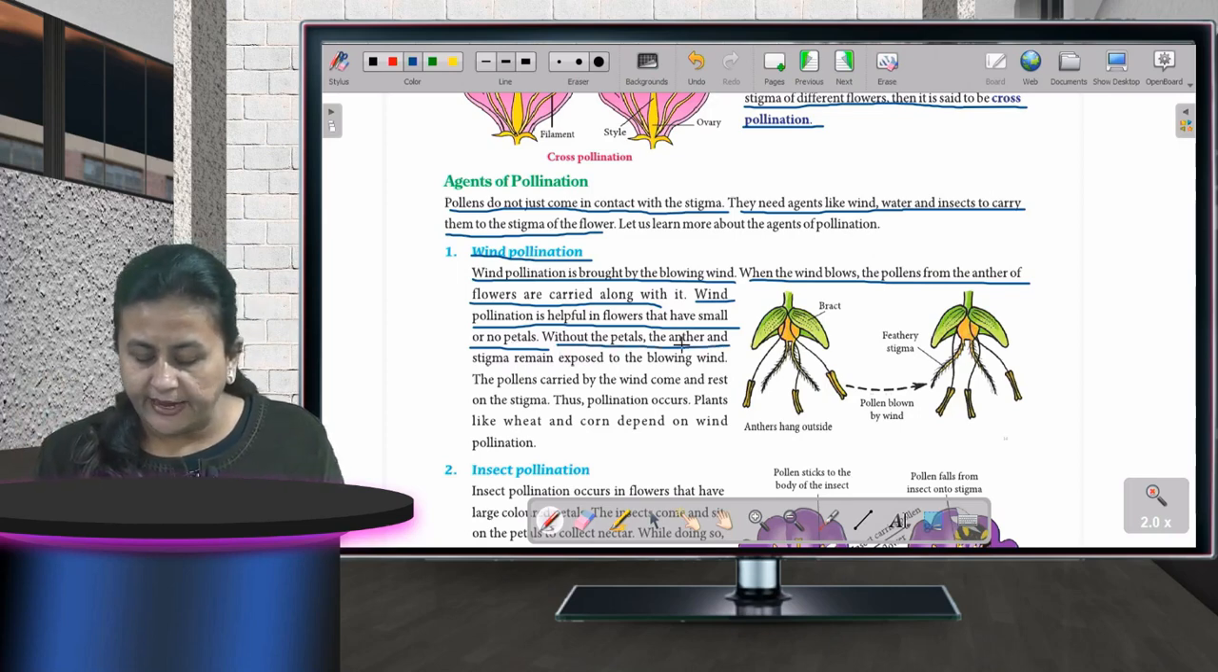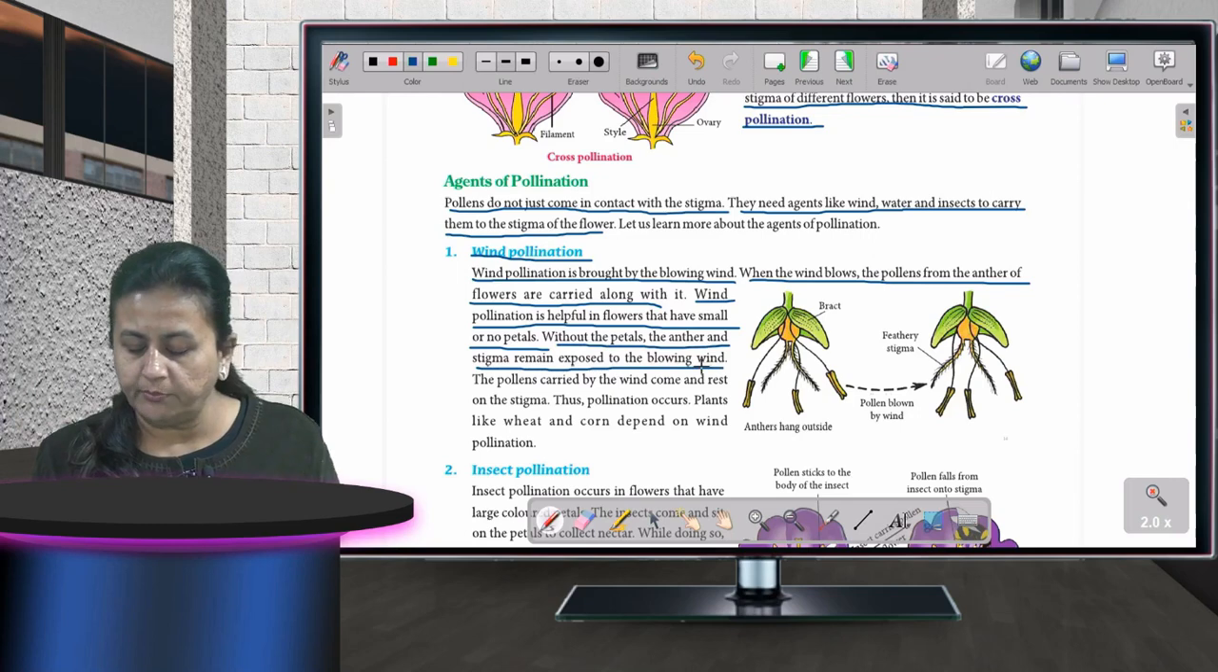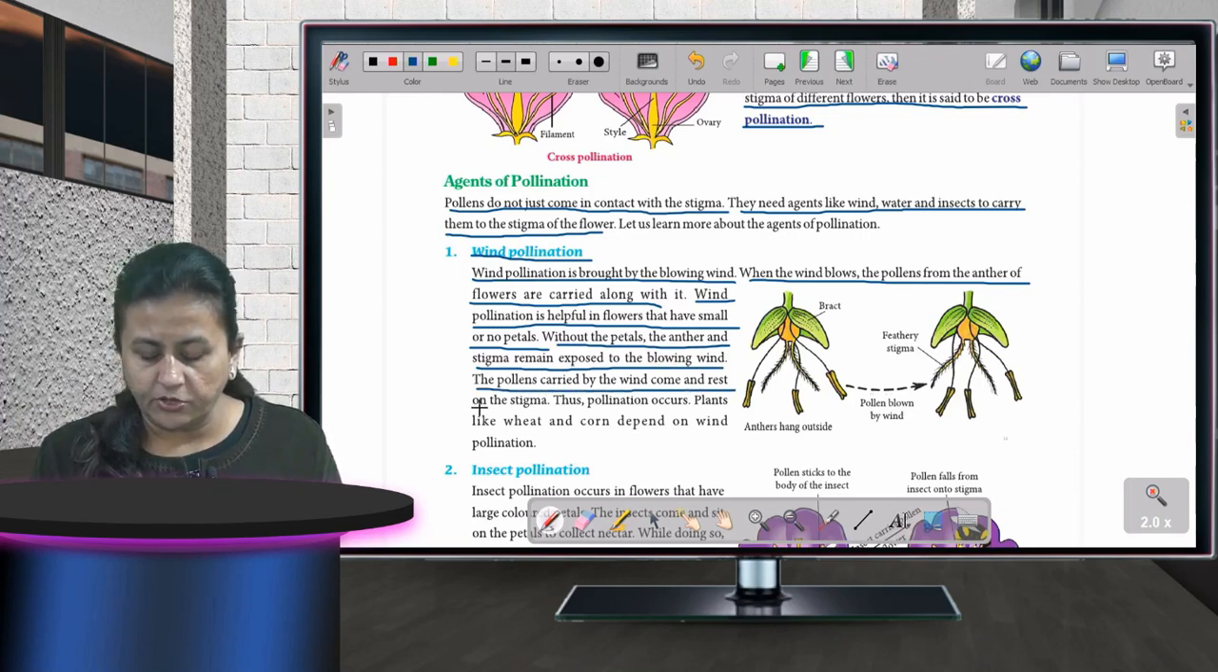Without the petals, the anther and the stigma remain exposed to the blowing wind. The pollen carried by the winds comes and rests on the stigma. Thus pollination occurs. Examples of it are wheat and corn.